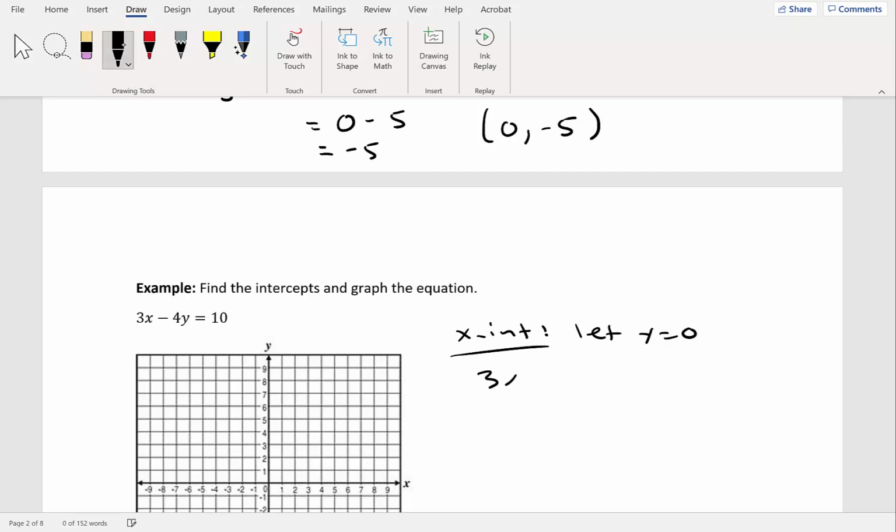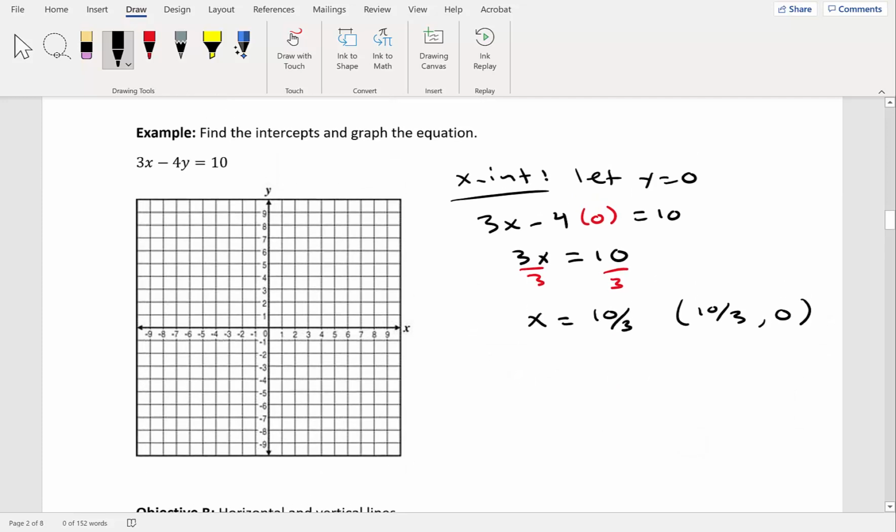Let y be equal to 0. So you have 3x minus 4 times 0 is equal to 10. So the 4 times 0 just gives us 0. So we're left with 3x is equal to 10. Now go ahead, divide both sides by 3. We get x is equal to 10 thirds. So that gives us the ordered pair 10 thirds, comma 0. Now the y-intercept.